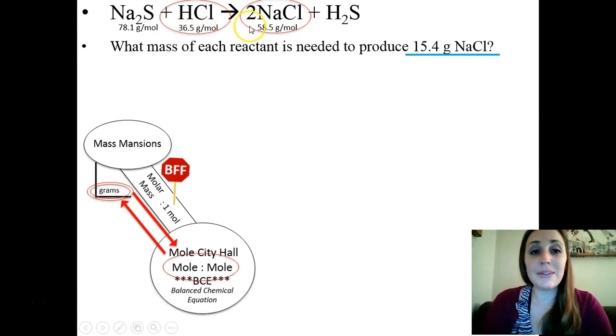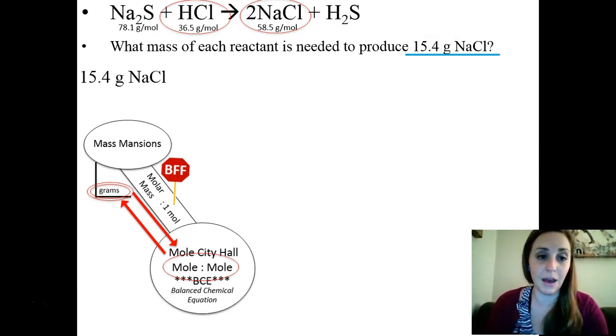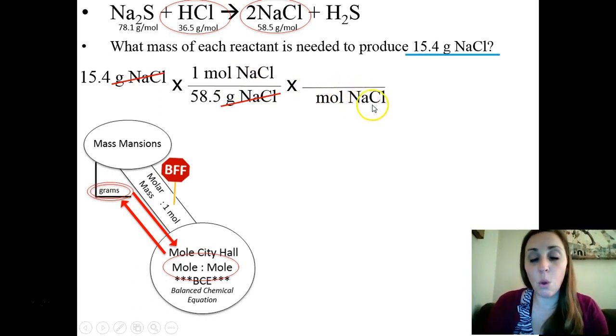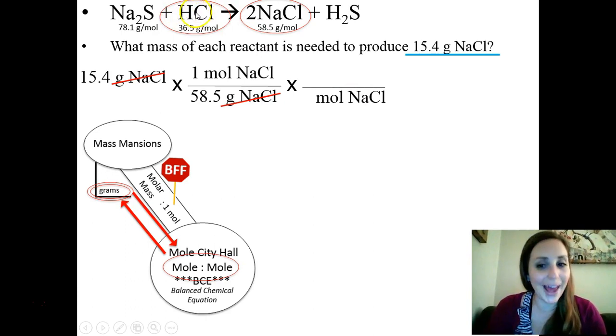So we're going to set it up the same way to begin with. So it's the same known because it's the same problem. So you're trying to make the same stuff. You already know how much sodium sulfide you need to begin with. Now how much hydrochloric acid do you need? So it starts very similarly. But now instead of getting out of moles of sodium chloride, we want moles of hydrochloric acid this time. We don't want moles of sodium sulfide.